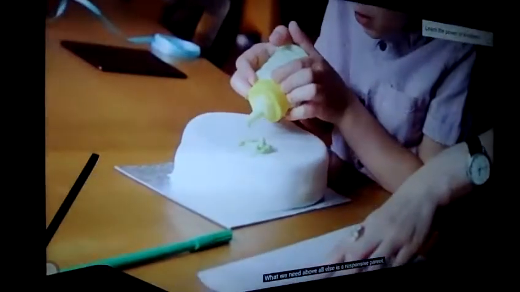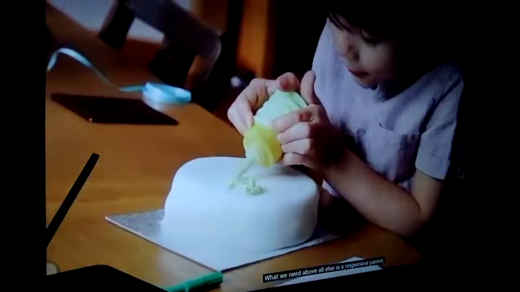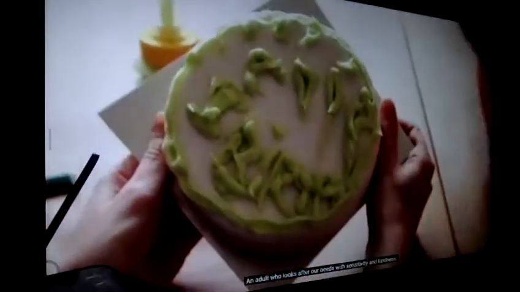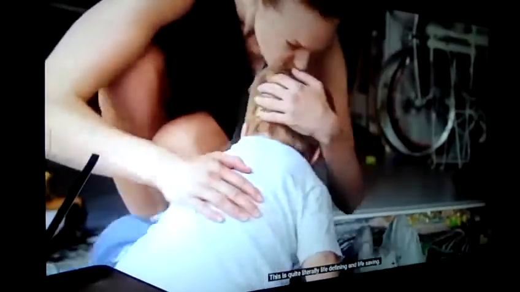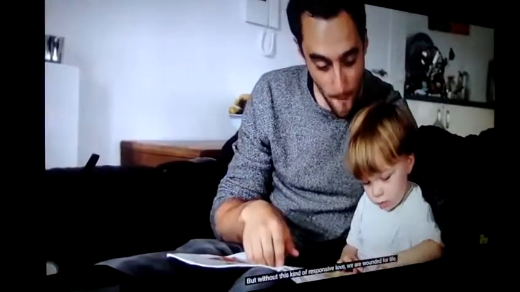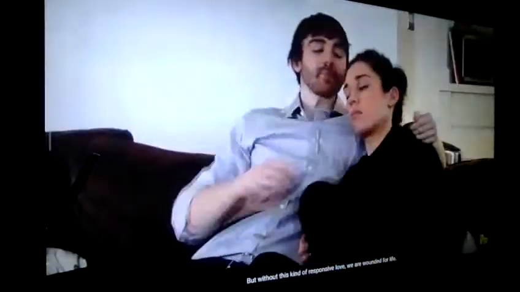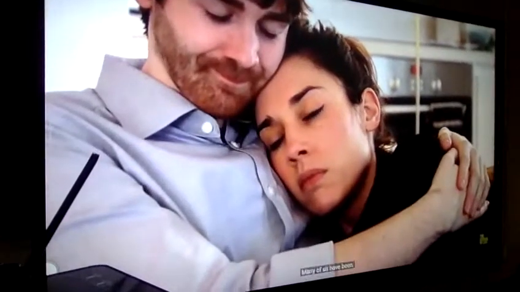What we need, above all else, is a responsive parent, an adult who looks after our needs with sensitivity and kindness. This is quite literally life-defining and life-saving. It sounds like nothing much and nothing too hard, but without this kind of responsive love, we are wounded for life. Many of us have been. So, to understand the effects of neglect on children.